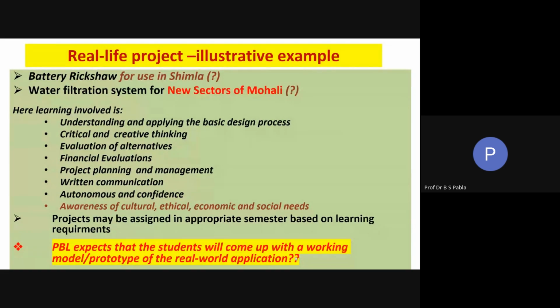But water filtration system designed for new sectors of Mohali. There are new sectors being added. What type of water supply system, filtration system should we have? How to meet the requirements? What is the difference between the new sectors and the old sectors? Old sectors had only 3 stories. Now there are 20 stories. How will it be different?